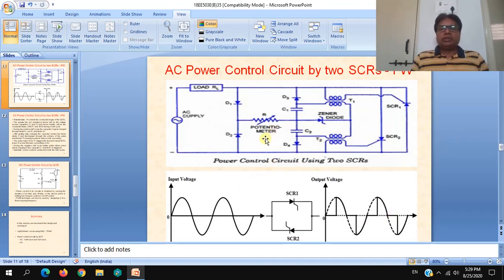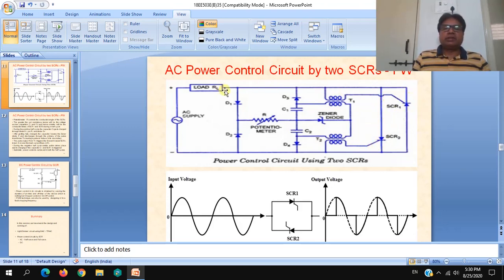So just recall this as a simple bridge circuit using 4 diodes and 2 capacitors for building up the voltage, and 2 pulse transformers T1 and T2 are used, of which the secondaries are connected to the concerned gates of the SCRs.